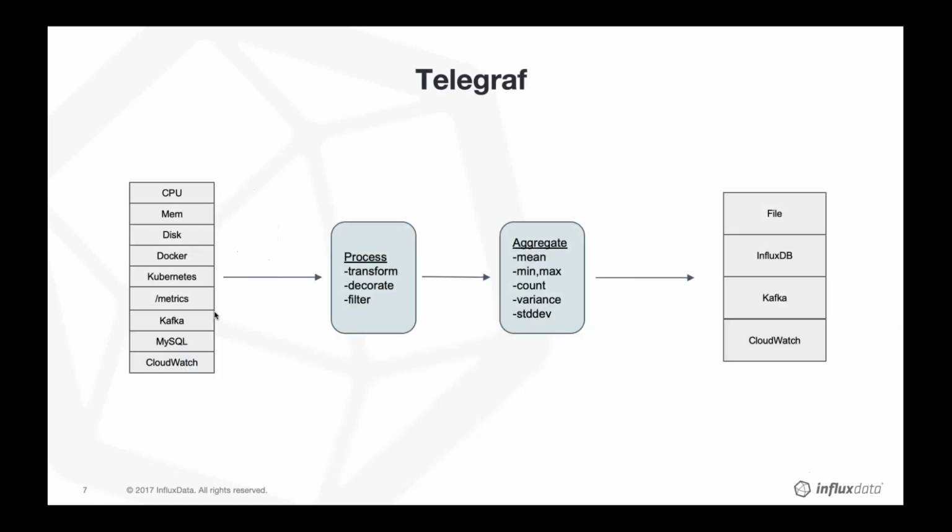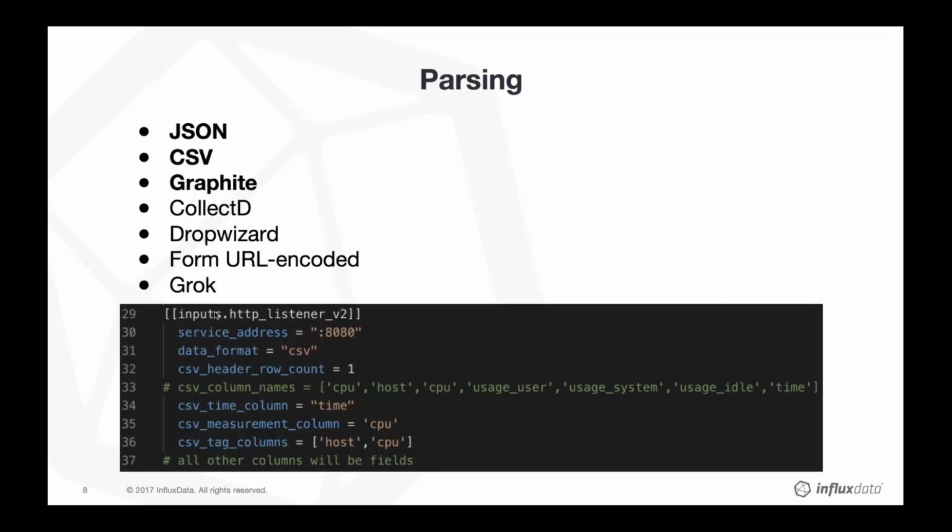So let me go back here. There's one kind of plugin I didn't talk about here. So we've got inputs, processors, aggregators, and outputs. There's a parser plugin, but these are actually configured within an input. There's a whole multitude of data formats that we support for parsing. In this case, our most popular are JSON, CSV, and Graphite.